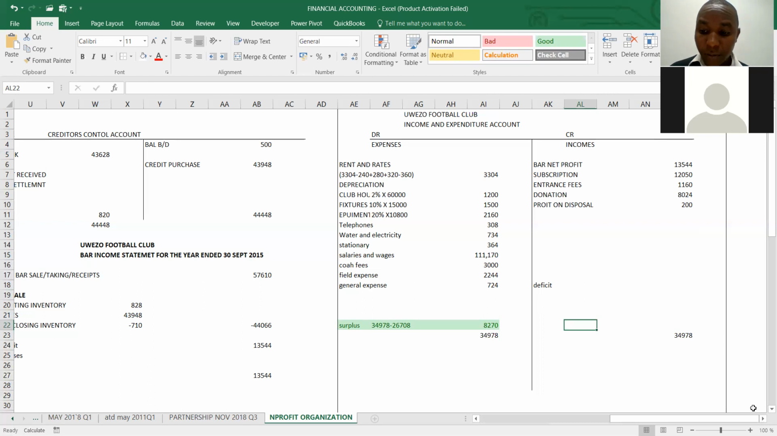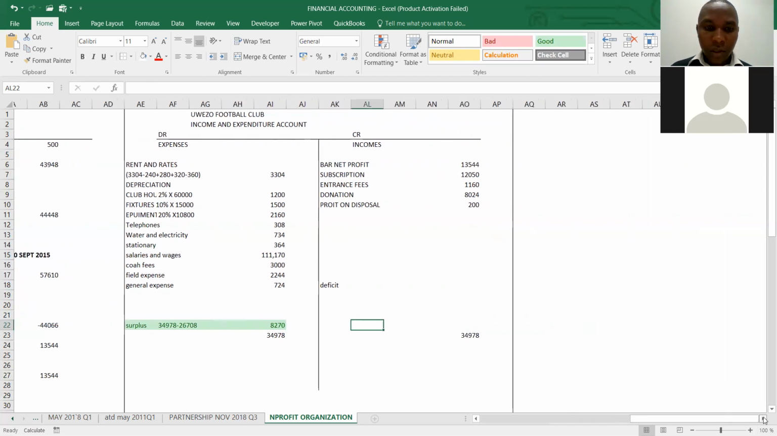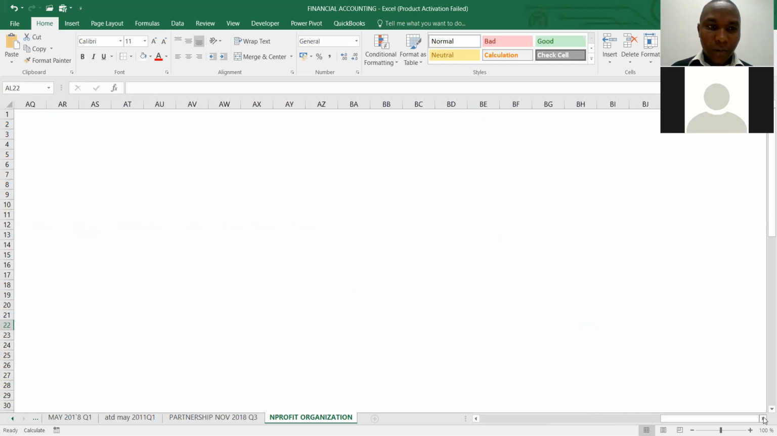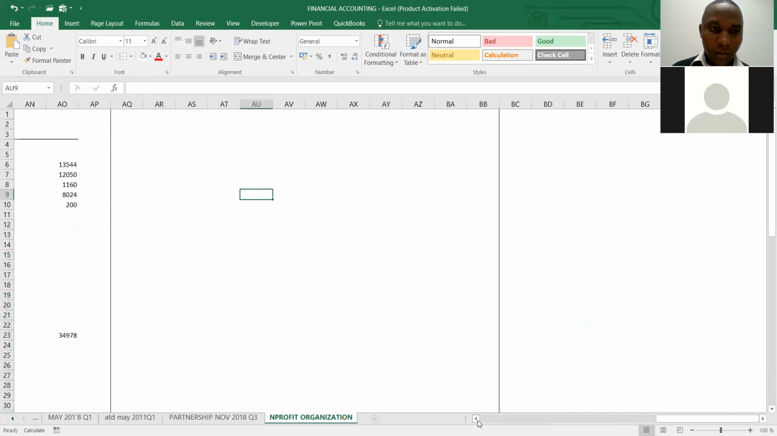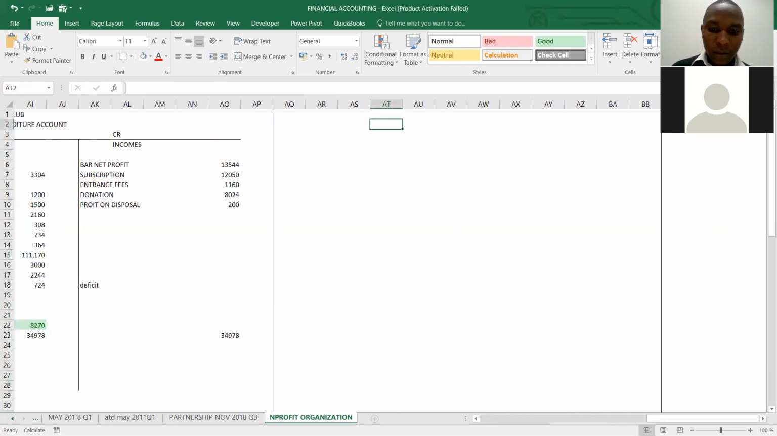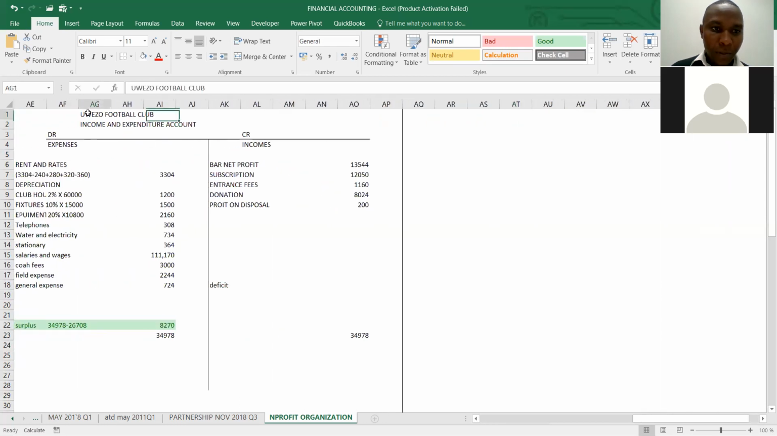The next thing, they have asked us for a statement of financial position. That is the balance sheet. That one doesn't have much. It is not complicated because you have already done everything, so it is about copy pasting. So we'll have here Uweso. I will copy paste this one. That is Uweso Bank statement of financial position, as at 30th September 2015.